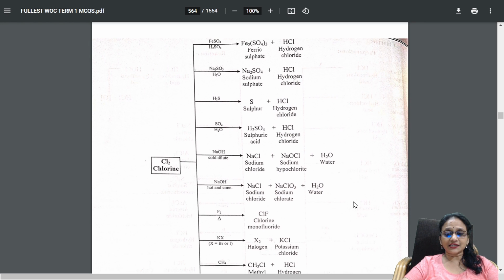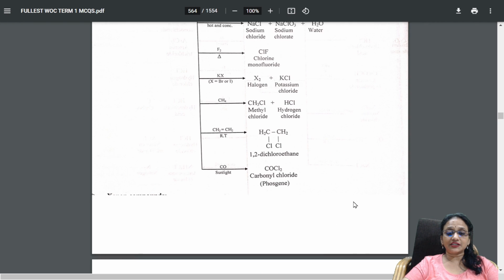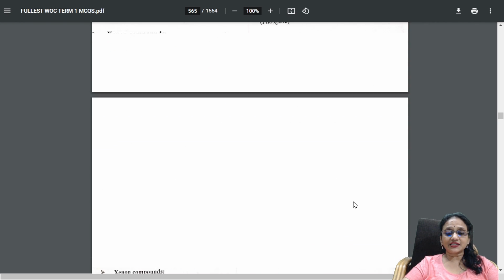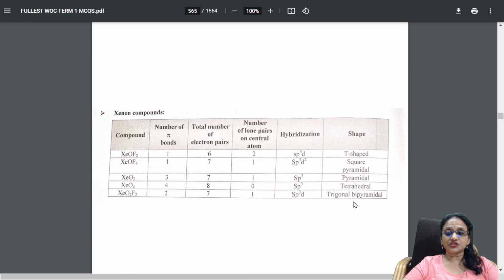After that, we have the preparations and the chemical properties of chlorine further. So how it acts when it reacts with ferrous sulfate to ferric sulfate, sodium sulfide to sodium sulfate, hydrogen sulfide to sulfur. Okay, this is one. And next comes your group 18 compounds, that's nothing but xenon compounds.